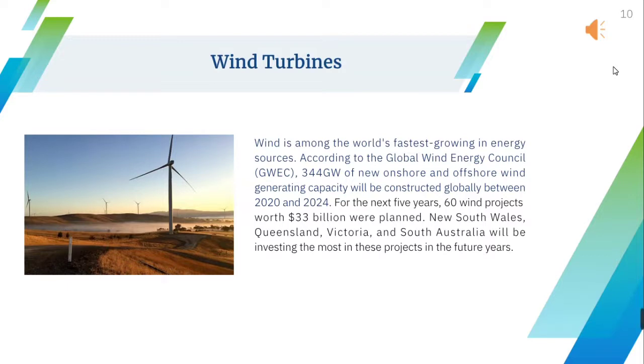For the next 5 years, 60 wind projects worth $33 billion were planned. New South Wales, Queensland, Victoria, and South Australia will be investing the most in these projects in the coming years. So one of the 5 projects from Australia is the Forest Wind project.